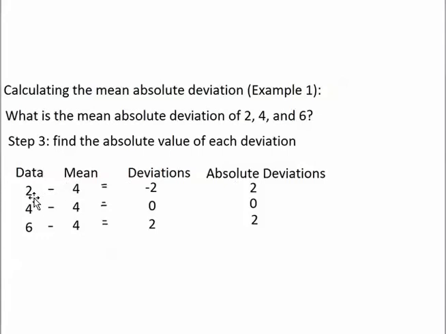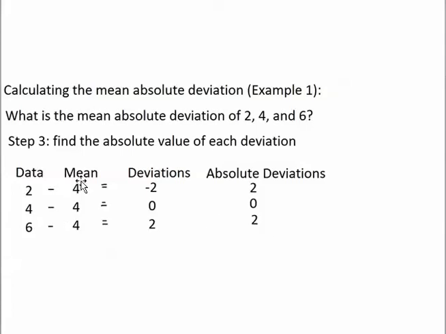So this first data value of 2 is 2 away from the mean of 4, which is why it has an absolute deviation of 2. This data value of 4 is 0 away from the mean, so it has a deviation of 0, an absolute deviation of 0. And 6 is 2 away from the mean, so it has an absolute deviation of 2.